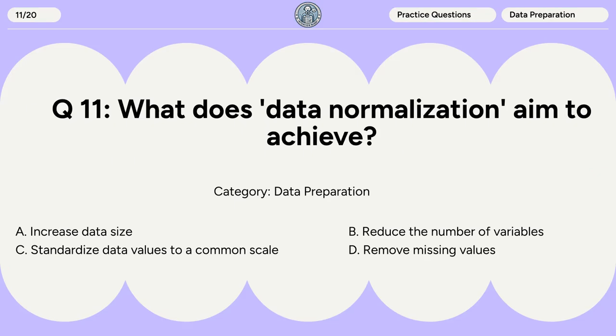Question 11. What does data normalization aim to achieve? A. Increase data size. B. Reduce the number of variables. C. Standardize data values to a common scale. D. Remove missing values.